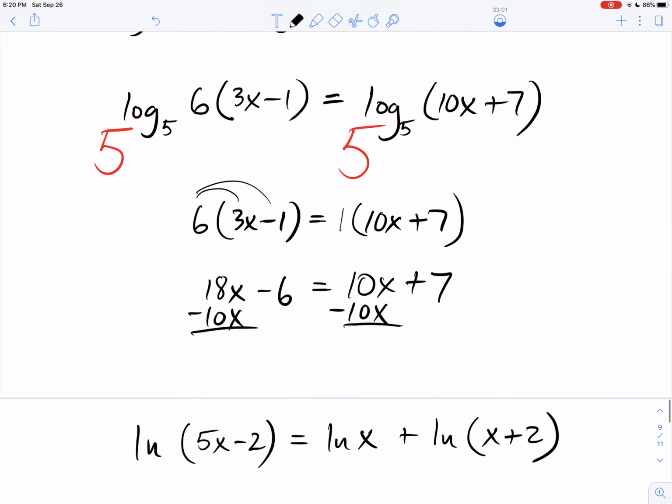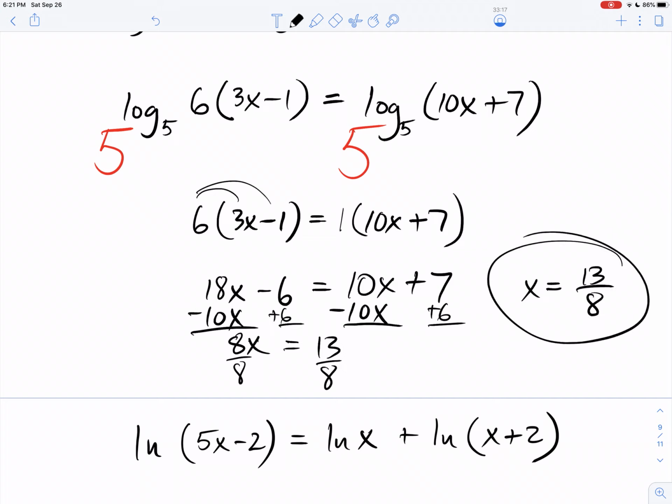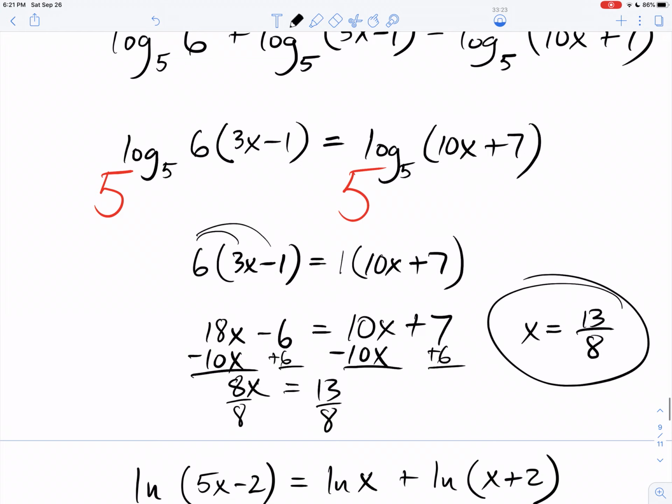And away we go. Let's bring this thing down. What do we have? We have 8x. I'm going to move the 6 to the other side. And it's going to be equals 13. I'm going to divide by 8. And I get x equals 13/8.